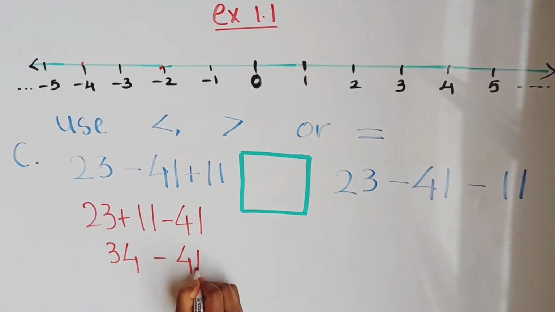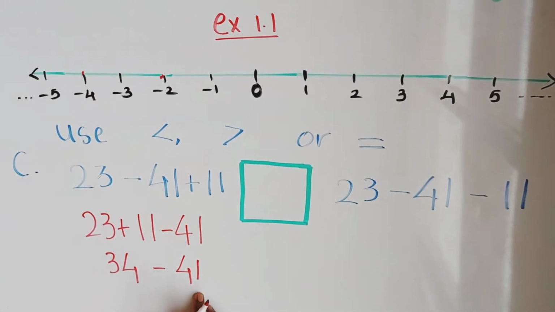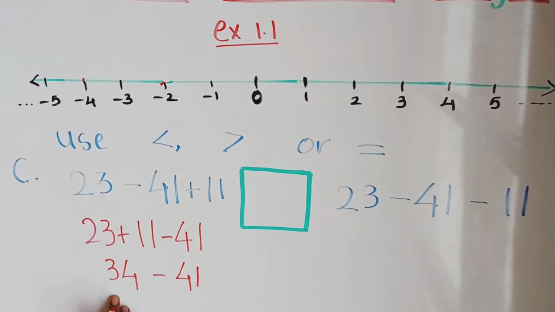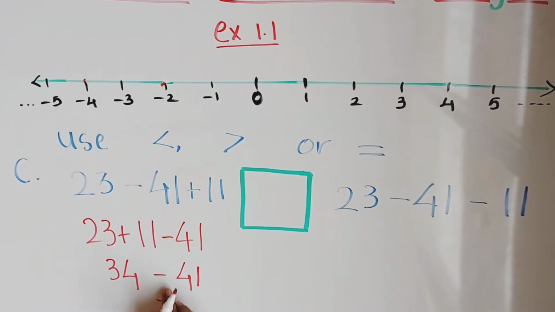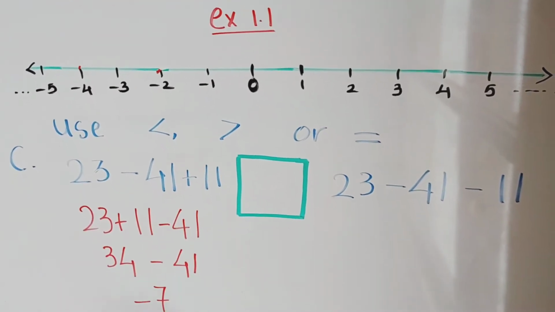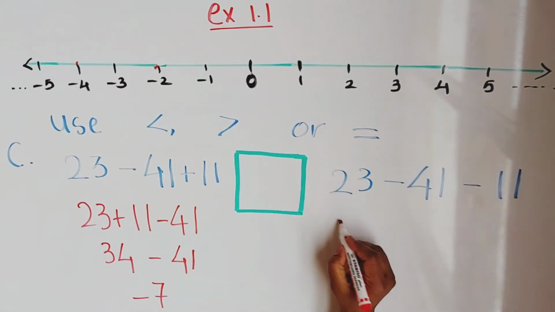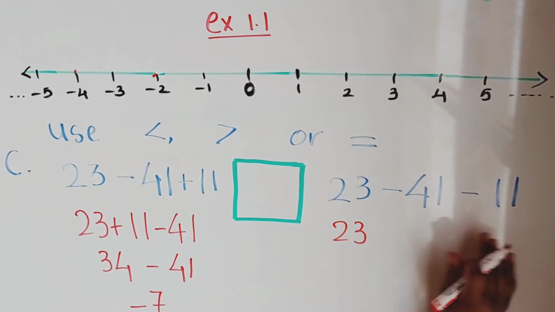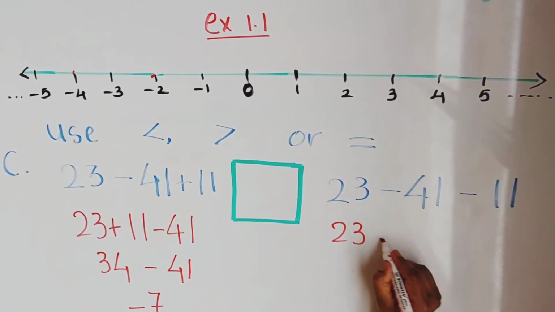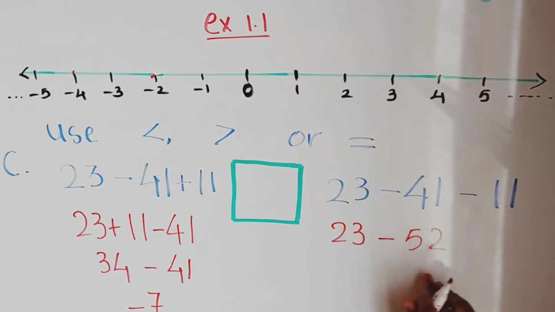Minus 41. One positive integer and one negative integer. So we have to subtract them. 41 minus 34 is 7. Which one is the bigger sign here? Minus. So minus 7 is the answer this side. Now we'll see right hand side. 23. Here minus 41 minus 11. You can add them directly. Minus 52, right? 41 plus 11 is 52.